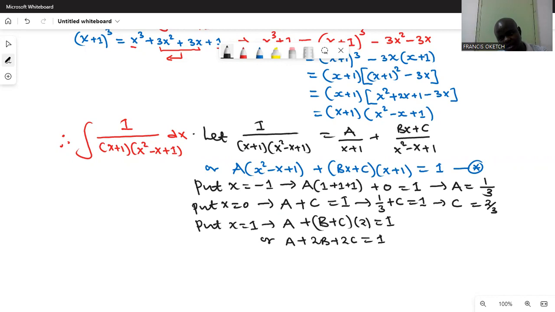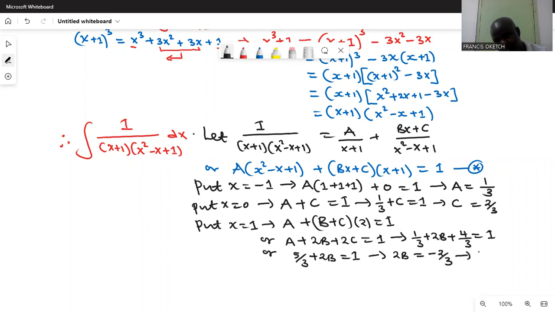So replace a and c. This means 1 over 3 plus 2b plus 2 times c, that is 4 over 3, should give us 1. Or this can be written as 5 over 3 plus 2b equals 1, which means 2b is the same as 1 minus 5 over 3, that is negative 2 over 3. And so when you divide by 2, you get b equals negative 1 over 3. So we have found the constants a, b, and c.